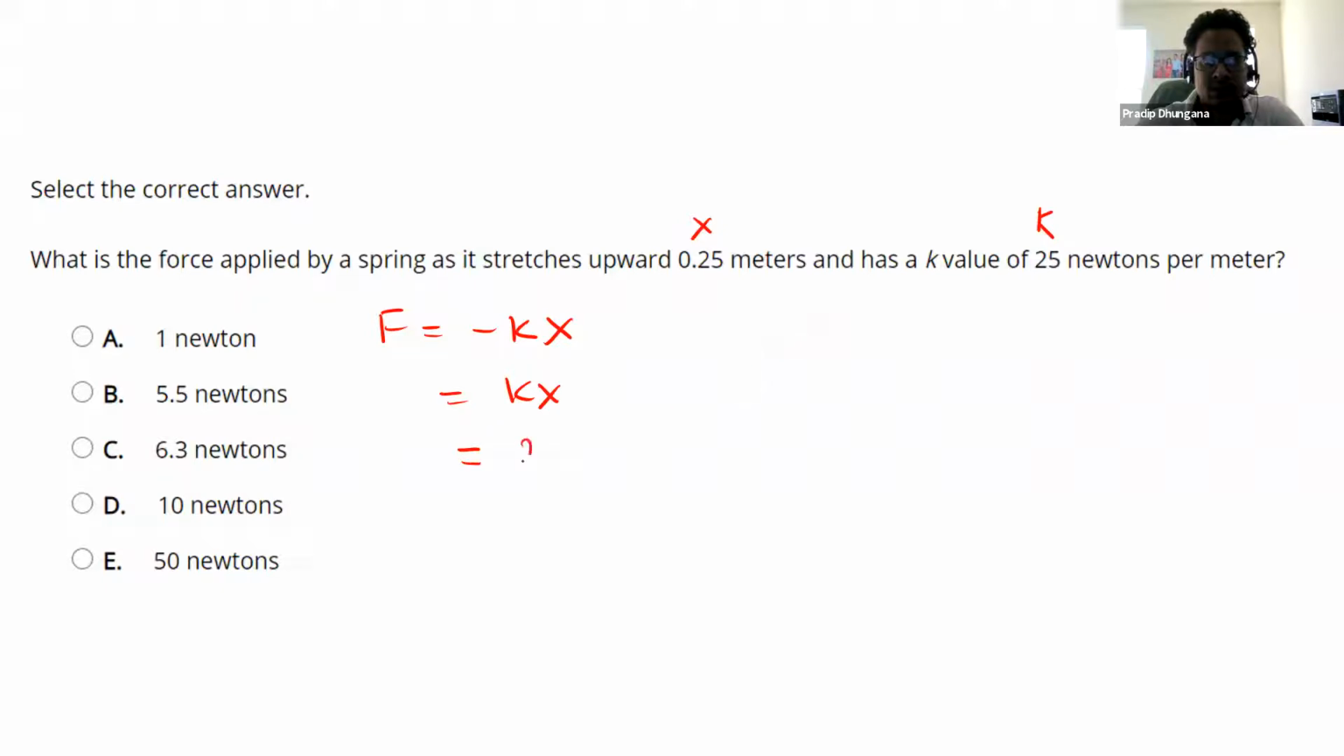K is 25, X is 0.25 meters. Once we substitute and multiply those two, we'll get around 6.25 newtons. And then if we round it to two significant figures, it becomes 6.3 newtons. So the correct choice is C.